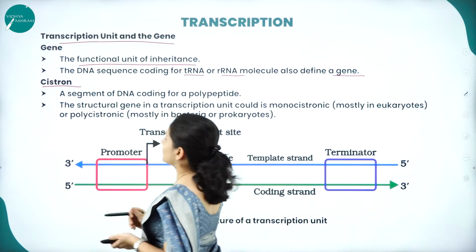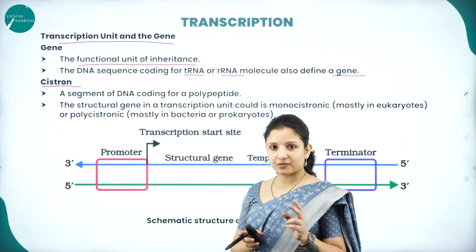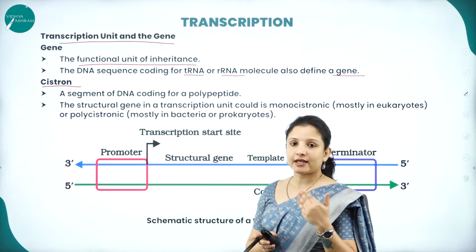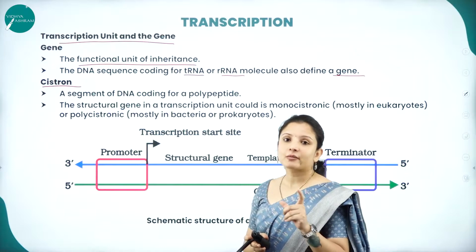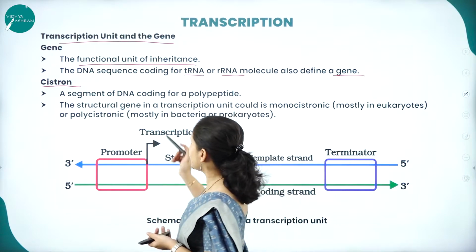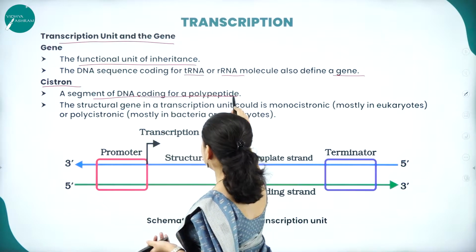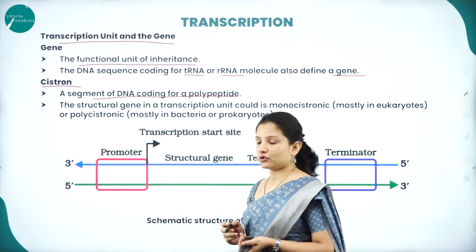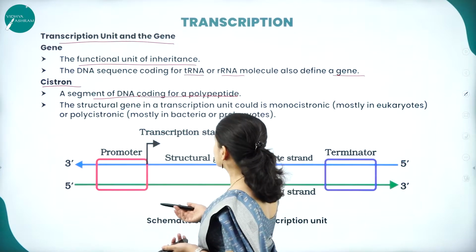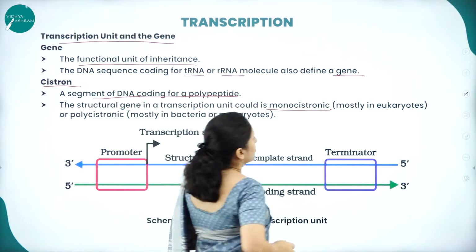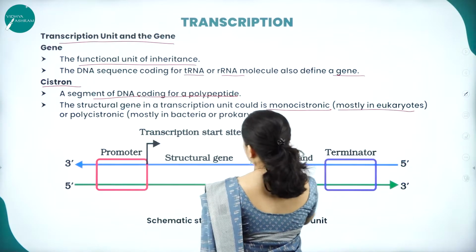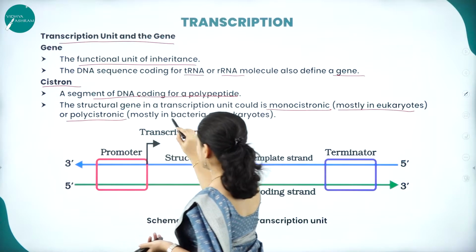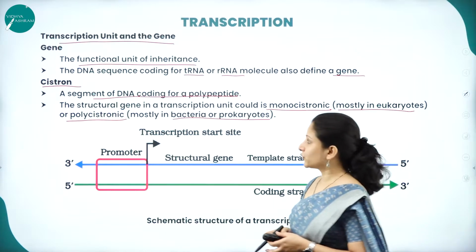What is a cistron? Genes are usually in the form of triplets, AUG, ATG, ACG, like that. Okay. Now what is a cistron? A cistron is a segment of DNA. So a segment of DNA coding for a polypeptide is called a cistron. So the structural gene in a transcription unit could be monocistronic in the case of eukaryotes, and it could be polycistronic in the case of bacteria, or in the case of prokaryotes.